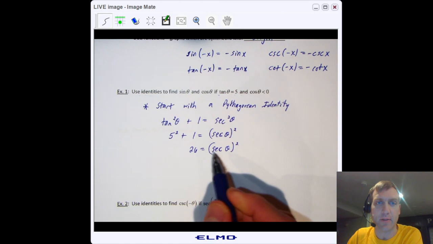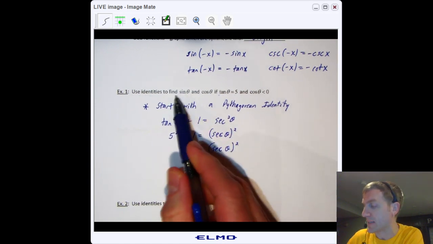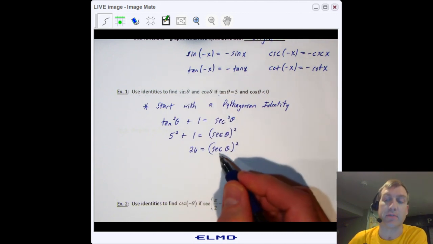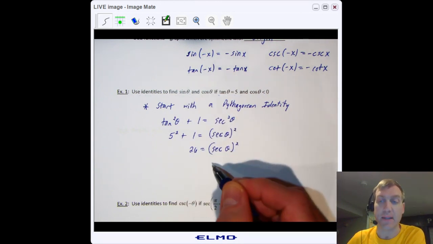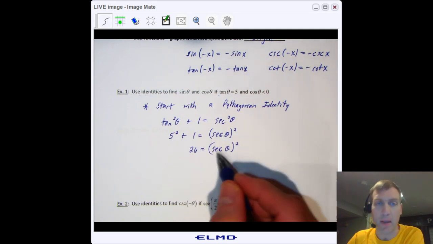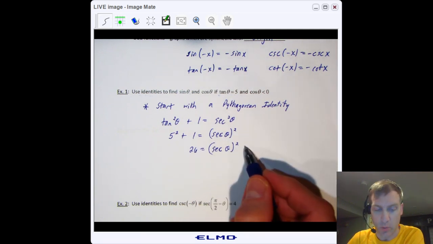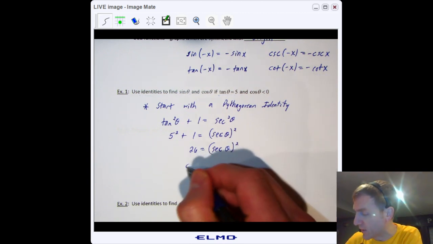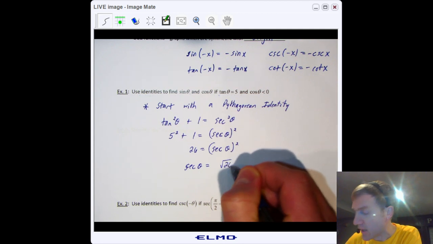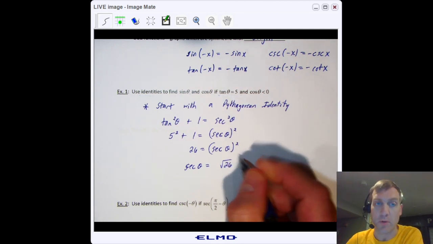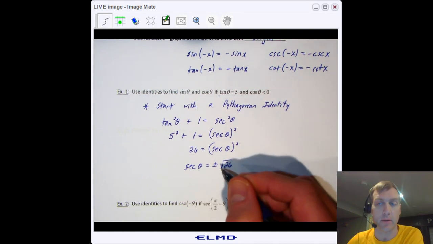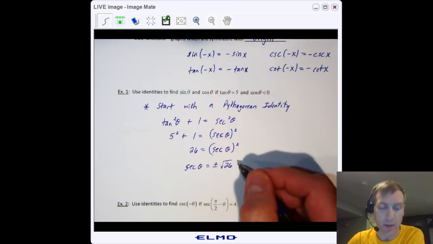Well, I want to solve for secant theta. Now I really want to find cosine and sine, but I know that secant is the reciprocal of cosine. So once I find secant, I can just take the reciprocal to find cosine. So I want to get secant by itself. I want to get rid of the squared, so I'm going to square root both sides of the equation and say that secant theta is the square root of 26. But now be careful. Whenever you square root both sides of the equation, remember we get two answers. It could be positive radical 26 or negative radical 26.